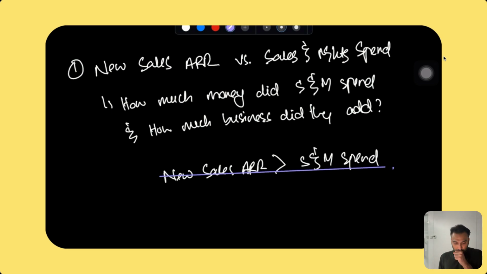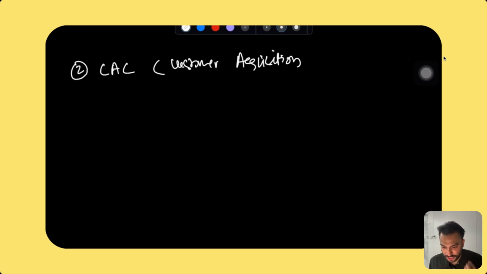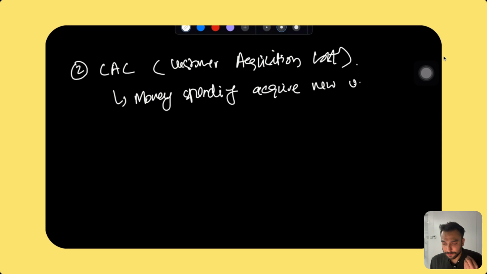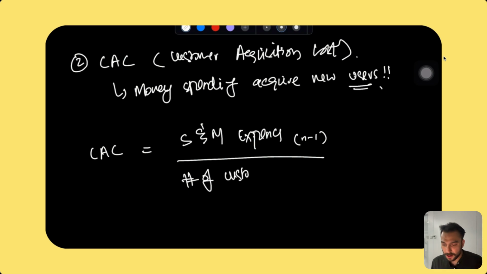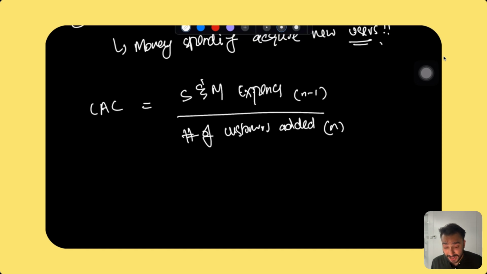Next up, we have customer acquisition cost. Customer acquisition cost is how much you are paying to acquire a single customer. And this is a very important metric because if you're acquiring customers very expensively, it's not going to work. How you calculate this is sales and marketing expense divided by the number of new customers added in the same time period. And the goal is to keep your CAC as low as possible. That's how you gain efficiency.